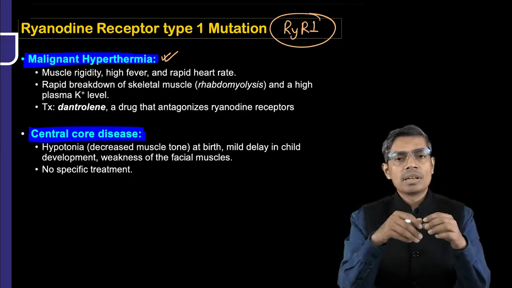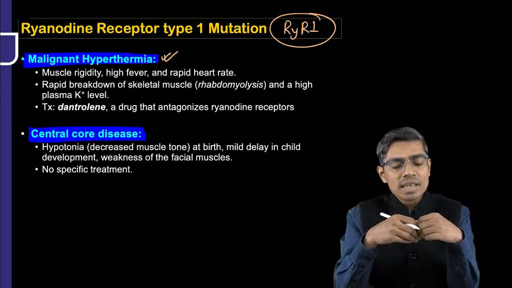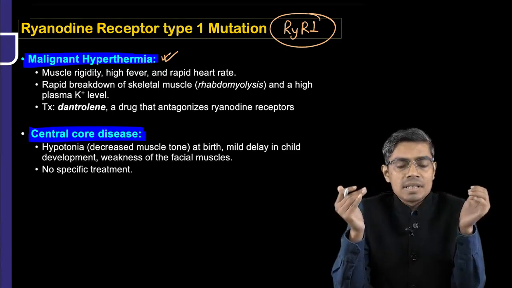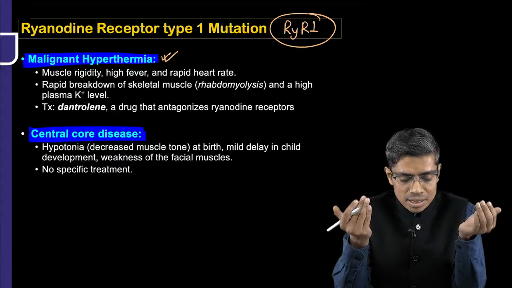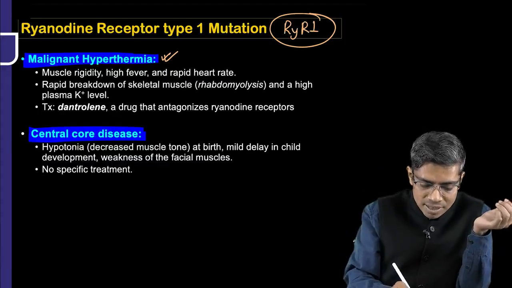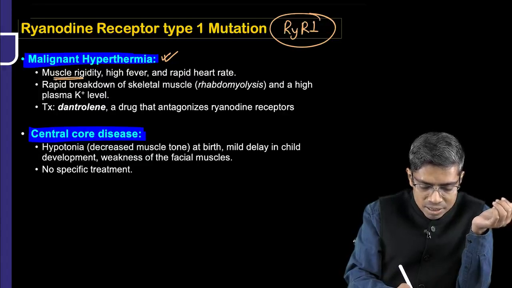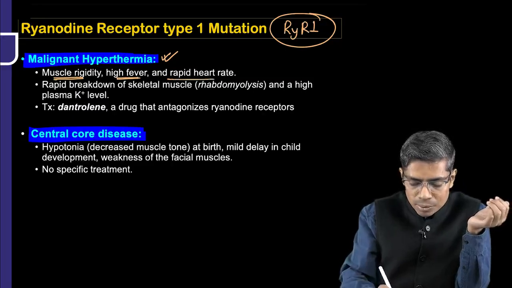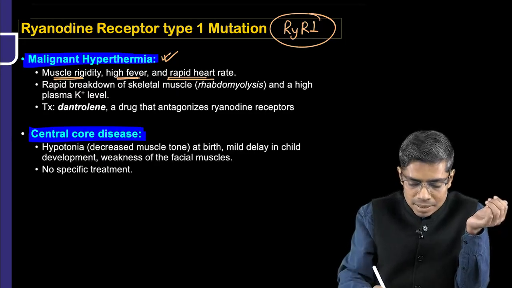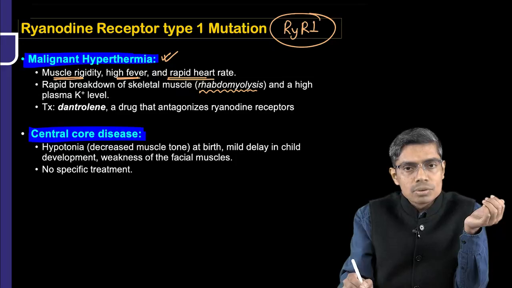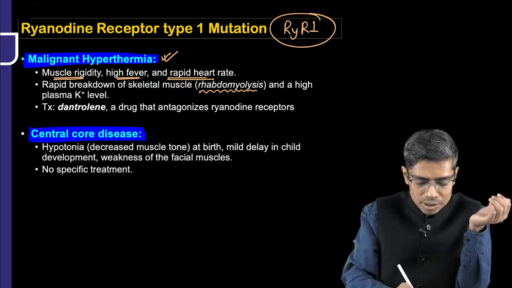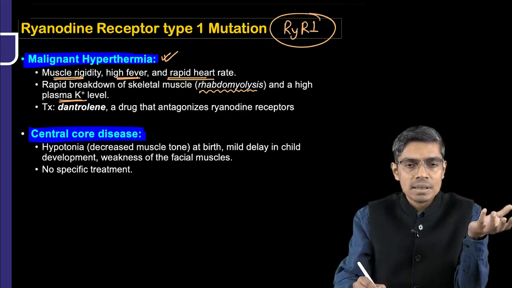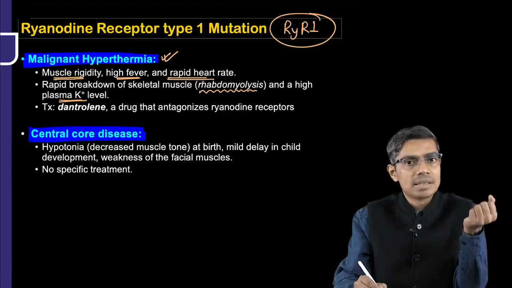What will happen? Whenever the disease is precipitated, the RyR channel will open up and it will not be able to close spontaneously. That is an increase in open probability of this channel. Due to a huge amount of calcium influx, muscle will be strongly contracted, there will be rigidity of the muscle, a huge amount of temperature will develop, high fever, along with an increase in heart rate. Rhabdomyolysis can also happen, and because of the muscle membrane disruption, potassium will come out from this muscle, so the potassium level in the blood will be higher.